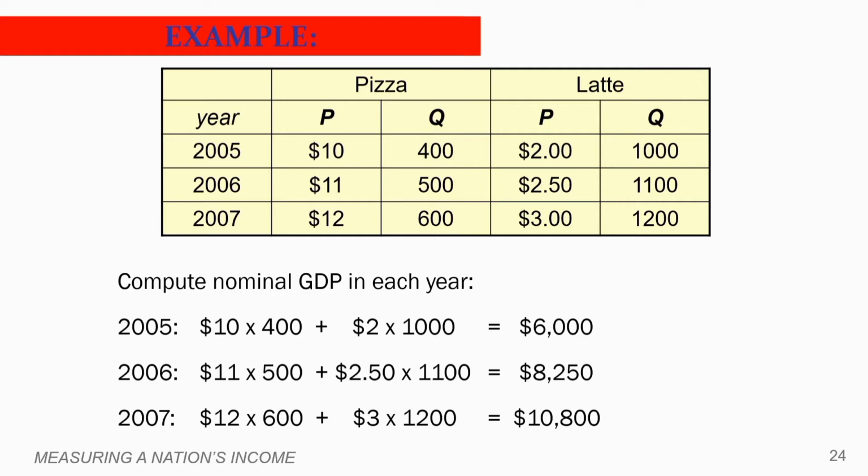$10,800. In this example, nominal GDP grows for two reasons. Number one, prices are rising. So, bakit tumaas yung nominal GDP from 2005 to 2006 and 2007? It's because prices are rising and the economy is producing a larger quantity of goods. In each year, mas tumaas yung prices of the two goods, and at the same time, tumaas din yung quantity or production level of the two goods.